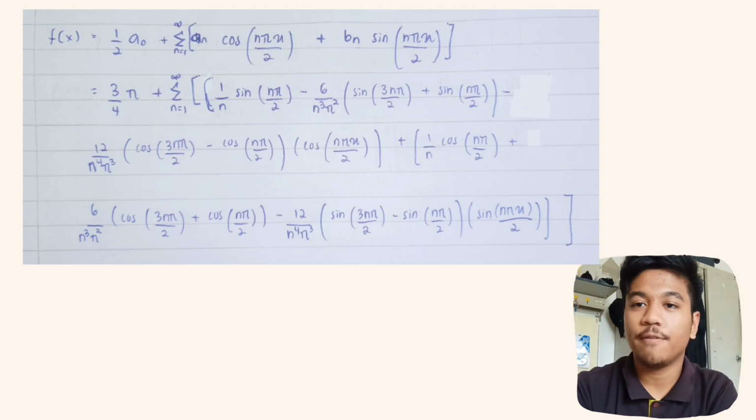For the last part, we just have to combine everything that we have calculated into the formula of f(x), which is 1 over 2 a naught plus the summation of an times cos(n pi x over 2) plus bn sin(n pi x over 2). This will be substituted by the calculation we did earlier, and we get f(x), which is the final Fourier series.